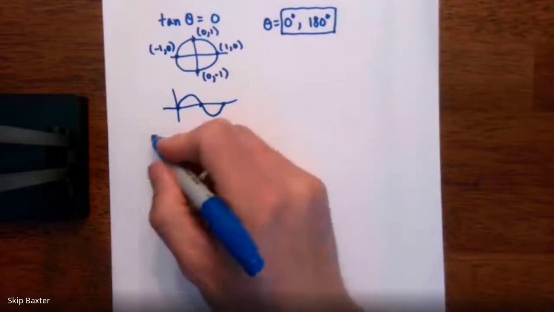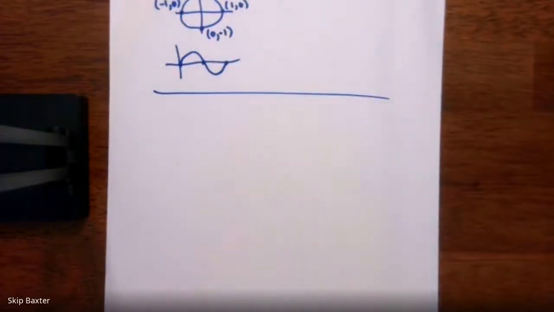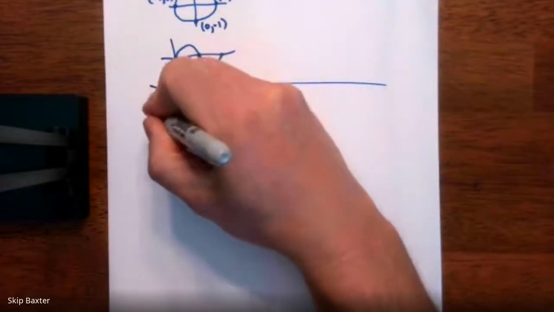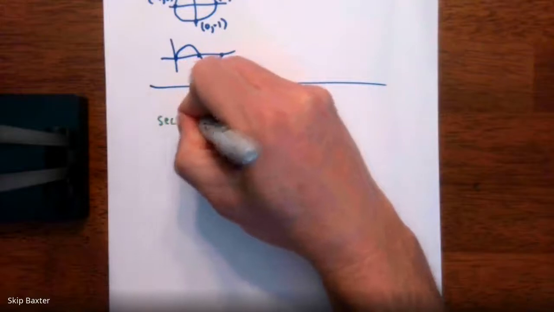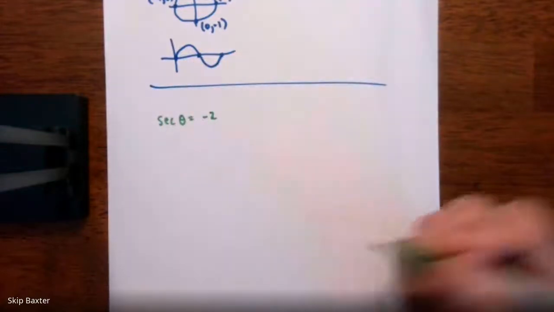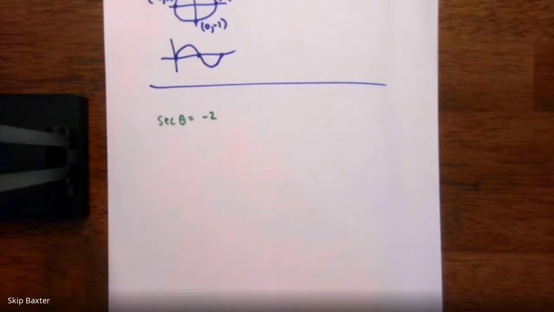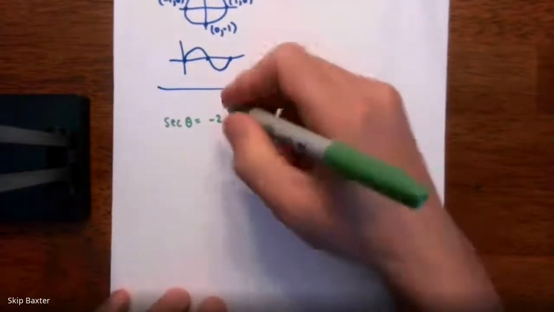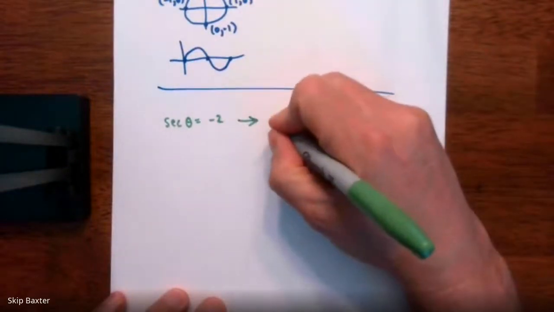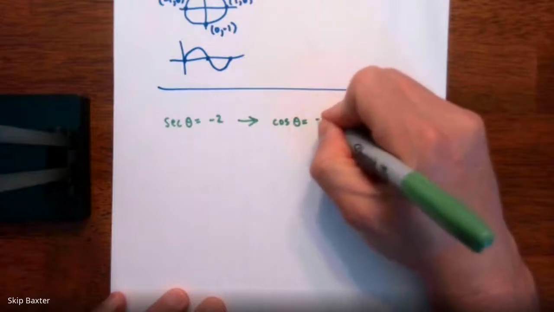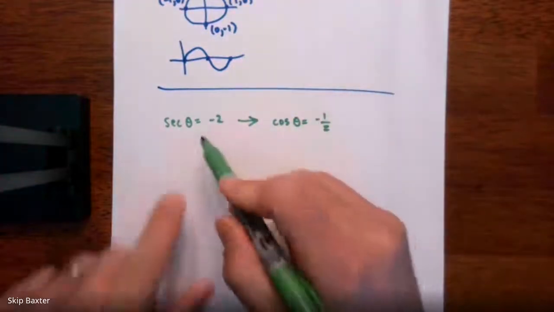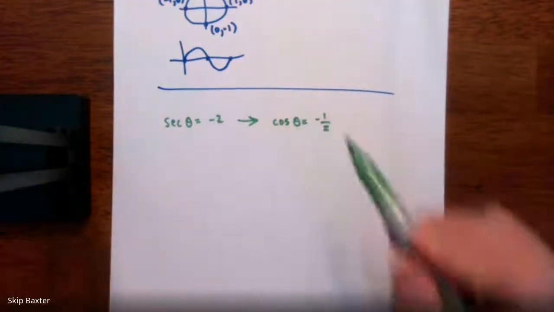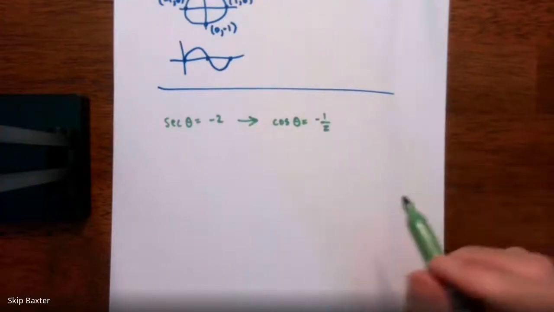Okay. What if it's an inverse or a reciprocal trig function? For example, what if it was something like secant theta equals -2? Well, I don't have a secant button on my calculator, but I do have sine, cosine, and tangent. So I would just change it into sine, cosine, and tangent. This is really saying that cosine theta is -1/2, right? It's the reciprocal function and the reciprocal value. And then you just do the same thing that we were doing before.